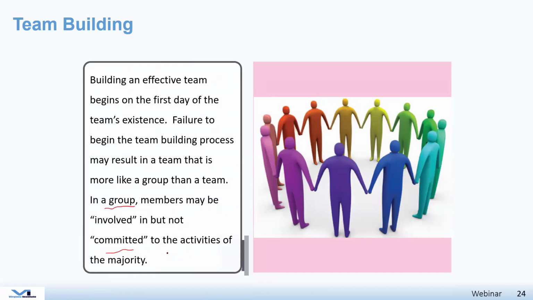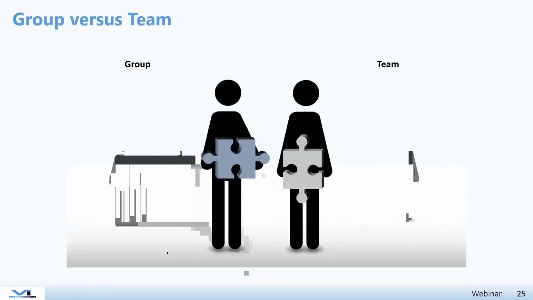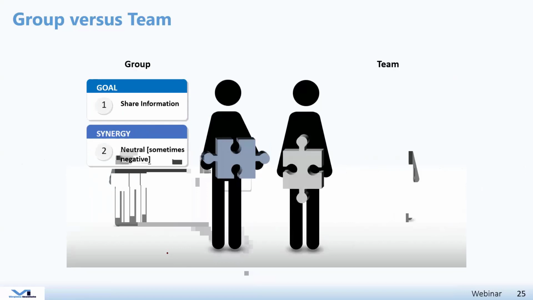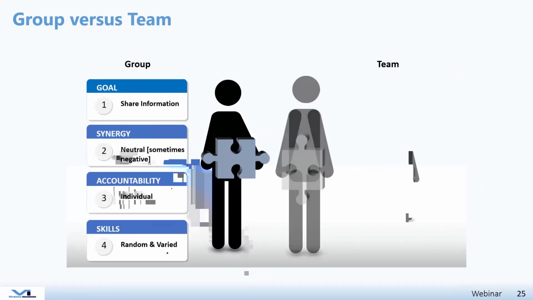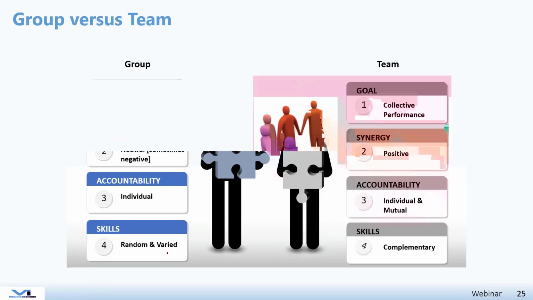So what is the difference between a group and a team? Have a look at this quick comparison between a group and a team. You can see here that they are not the same, and we always emphasize the word team rather than group. So we want to work with project teams and not project groups. Under a team, they have collective performance, meaning that all team members are accountable. They depend on each other. There is a high level of interdependence between project team members.